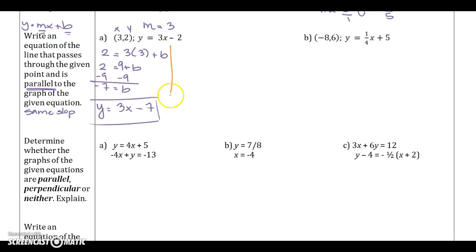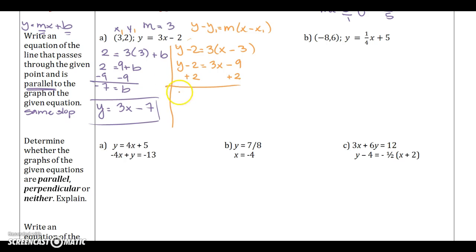I do want to show you the other method, and that's using point slope form. Remember, point slope is y minus y1 equals m times x minus x1. There's only one pair, so y1 is 2, equals m, which is still 3, times x minus 3, because that's the x1. So y minus 2 equals 3x minus 9. To get y by itself, I could do it in one step. Add 2, y equals 3x minus 7.